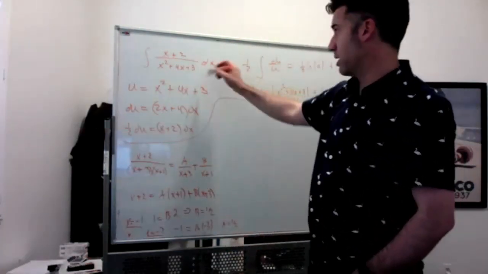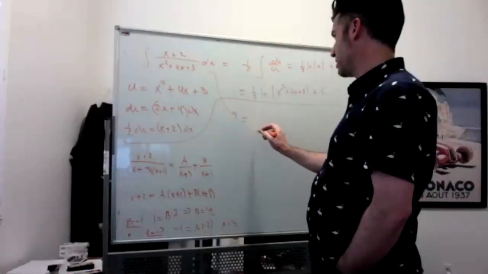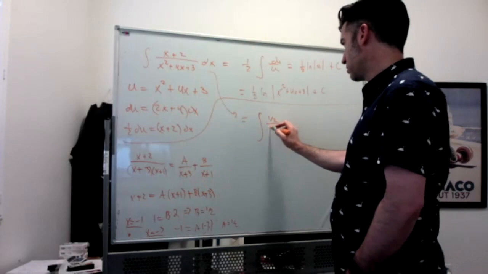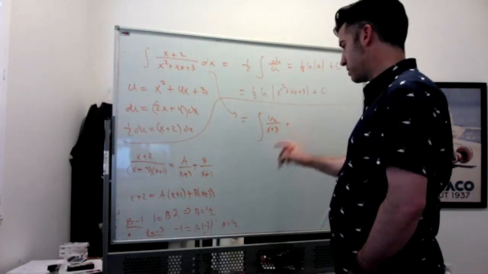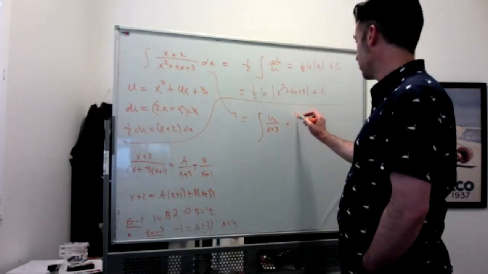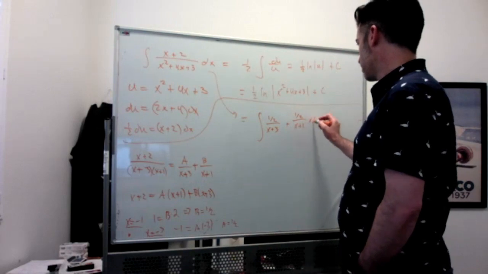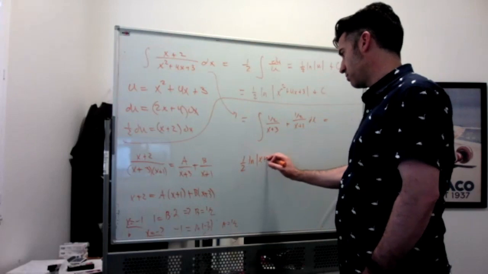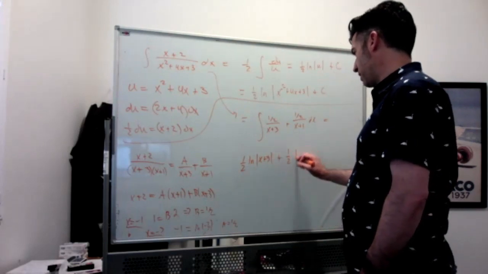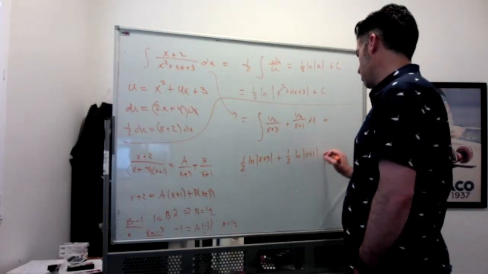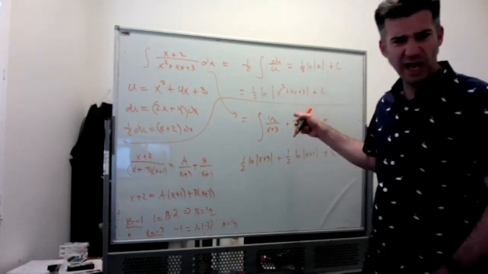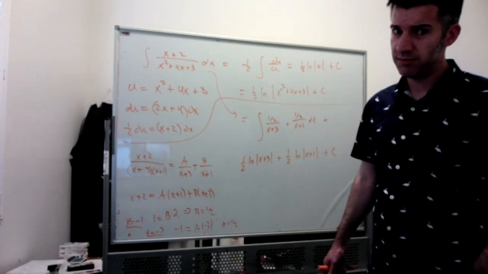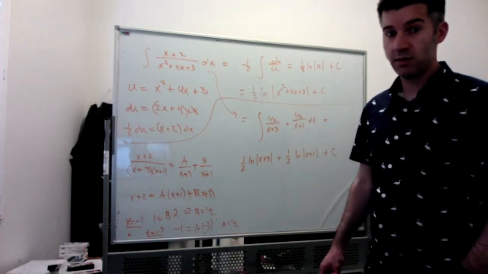So when we integrate this, we can rewrite it as the integral of 1/2 over x plus 3 plus 1/2 over x plus 1, which is equal to 1/2 natural log of the absolute value of x plus 3 plus 1/2 natural log of the absolute value of x plus 1. Are those the same? They don't look the same. They are the same. Yeah.